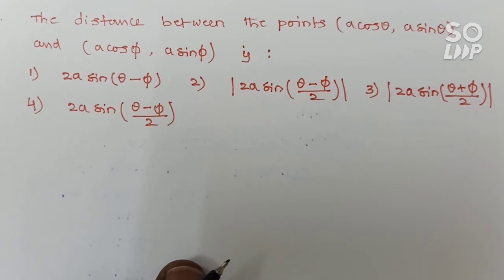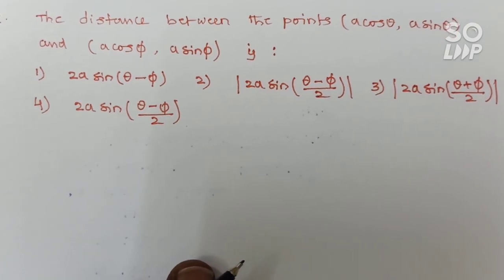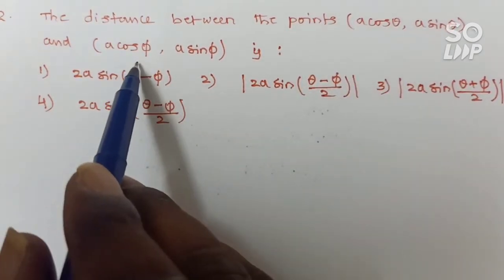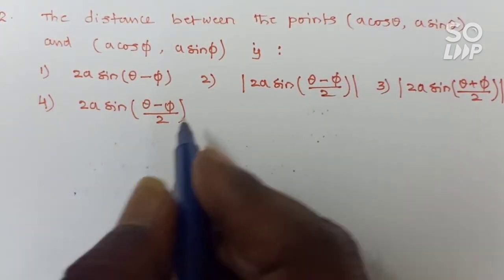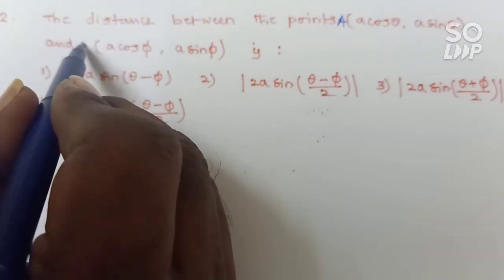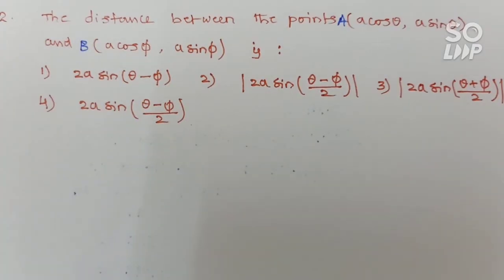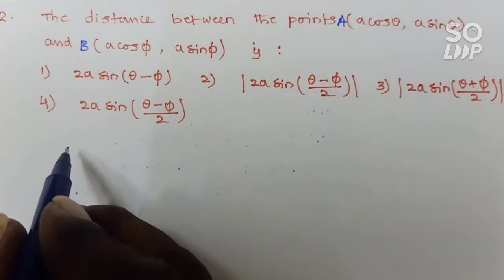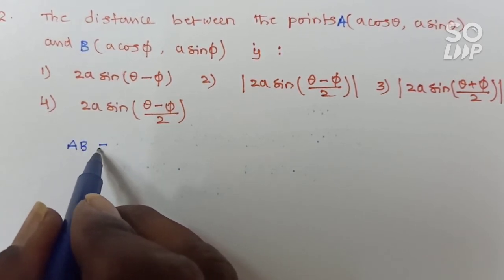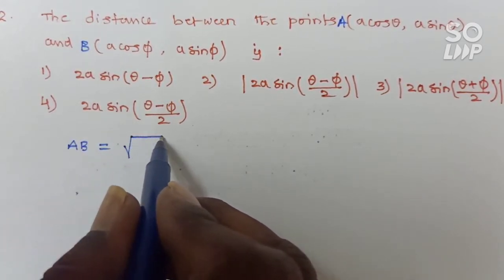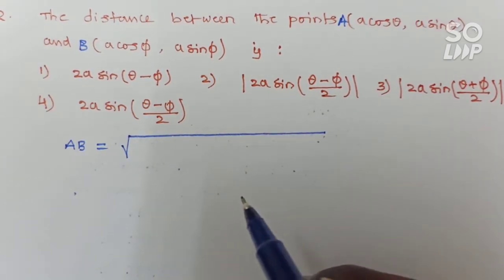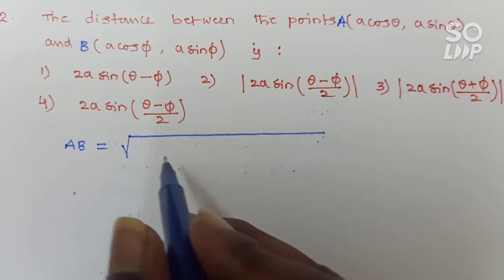The distance between the points: take this point as capital A and this point as capital B. So the distance between the two points, AB, equals the square root of (x1 − x2) whole square. x1 is what? a cos theta. x2 is a into cos pi.